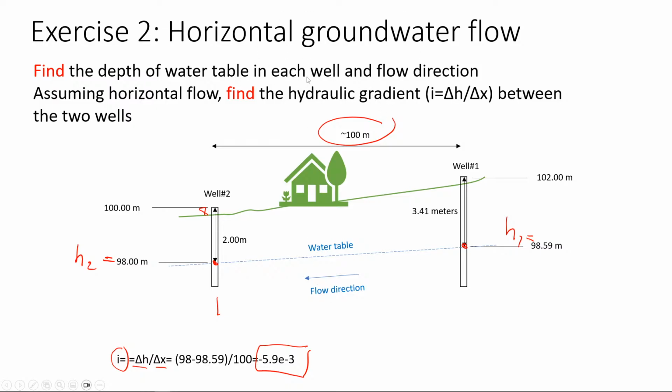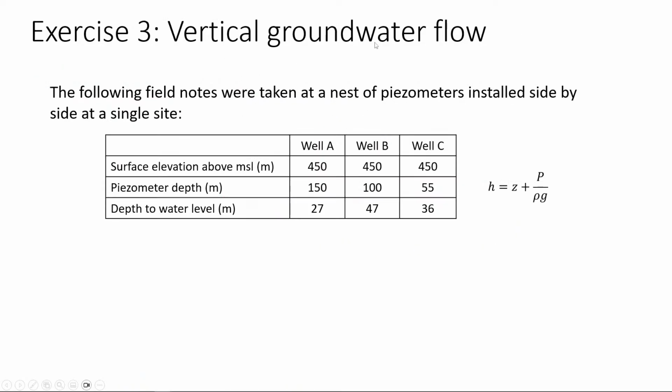I told you the flow is horizontal, but if you have vertical groundwater flow, then you can have an upward flow or a downward flow, not horizontal flow. So let's look at this example. That's the third example which we will be doing: vertical groundwater flow, the flowing field.